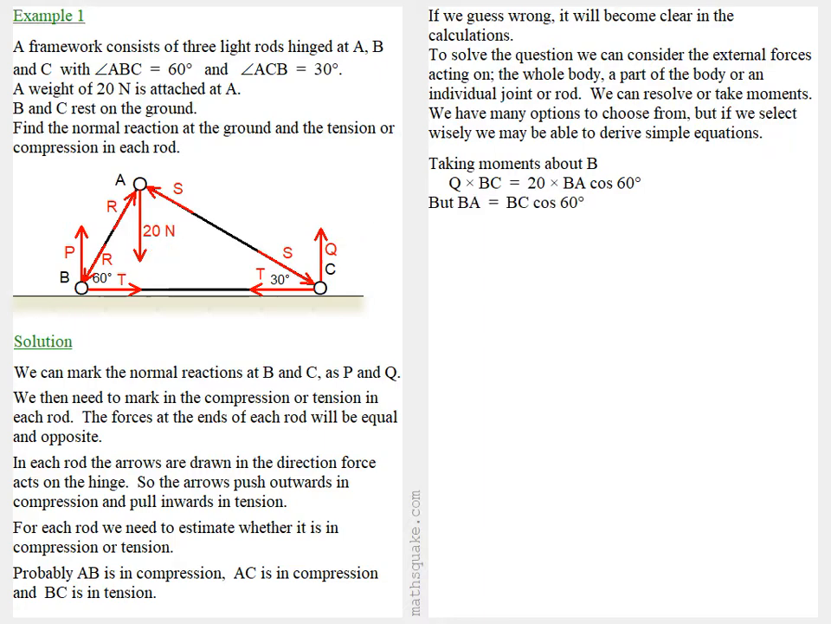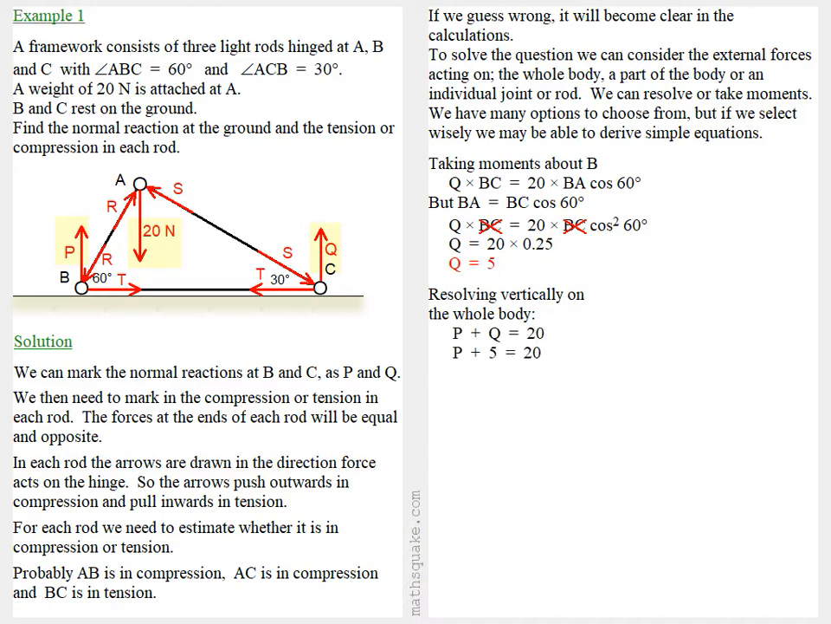But BA is equal to BC cos 60, so we have Q times BC equals 20 times BC cos squared 60. And we can cancel the BC on each side to get Q equals 20 times cos squared 60, which is 0.25. And so Q is equal to 5. Now, if we resolve vertically on the whole body, we get P plus Q equals 20, but Q equals 5. So that gives P is equal to 15.